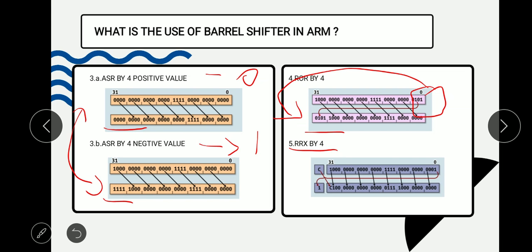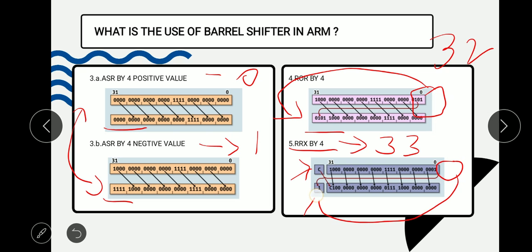Then right rotate extend by 4 bits. Here in previous cases we are dealing with 32 bits, but here we are dealing with 33 bits because we include the carry bit too. That is the main difference from the previous cases. Here also first performing a similar shift right operation. After that, the least significant bit is placed in the position of carry bit.